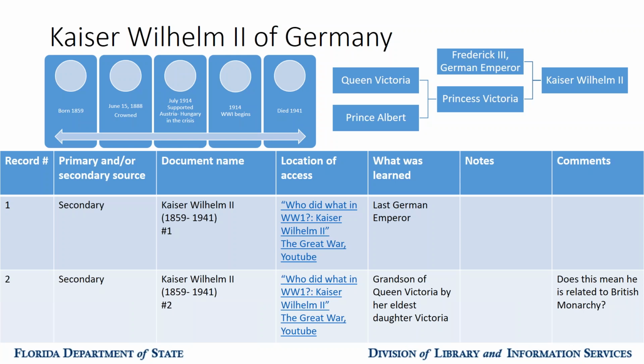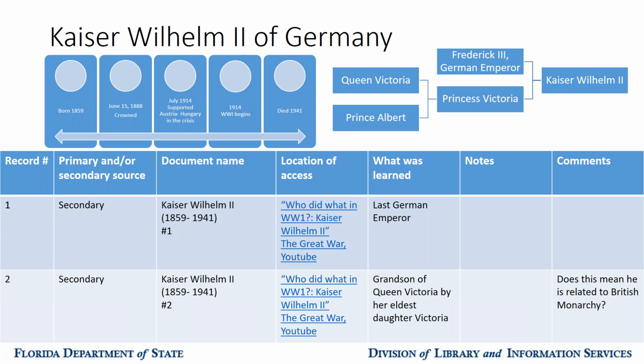And as you can see, when we're talking about that resource, I did use the proper naming system. So it's going to be Kaiser Wilhelm II, 1859 through 1941. And this is the first thing that this documentary tells students about Kaiser Wilhelm.